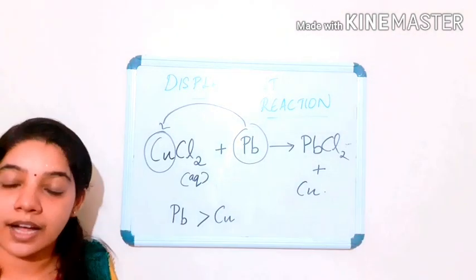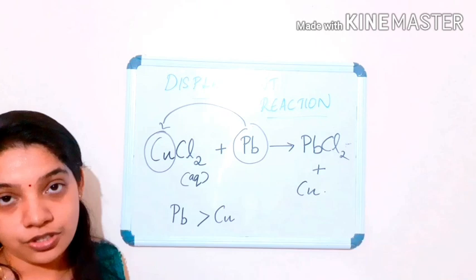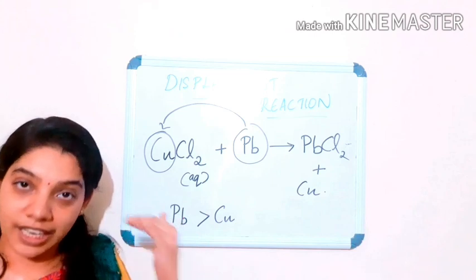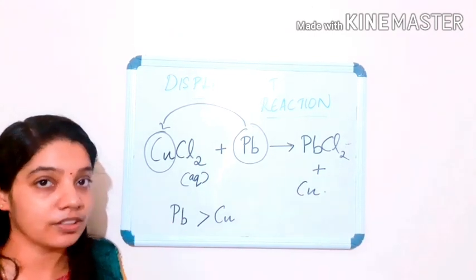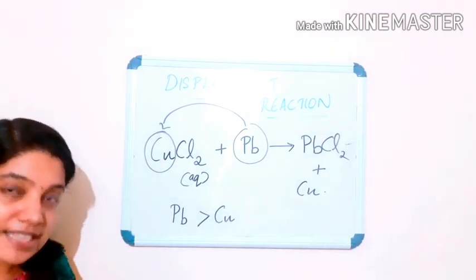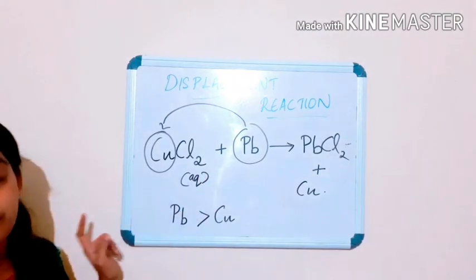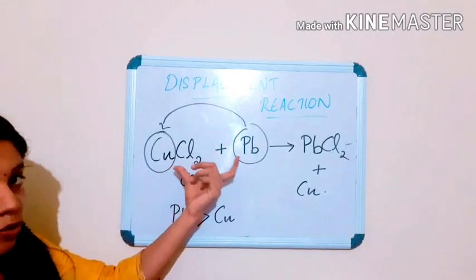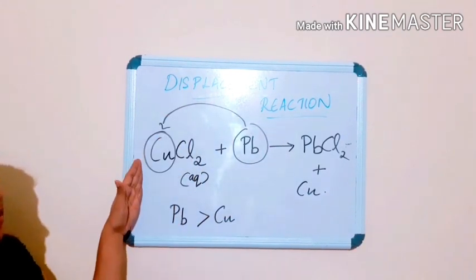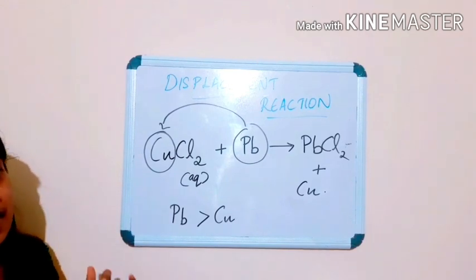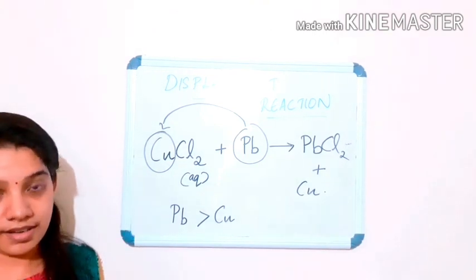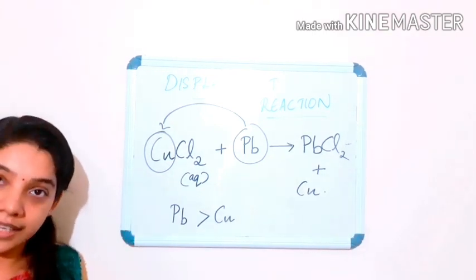The more important thing that we need to consider here is that we need to know the reactivity series of the metals: which metals are more reactive, which are medium, and which are less reactive. Depending on that, more reactive metals can displace less reactive metals from their aqueous solution. So we are comparing the reactivity of the two metals. If one is more reactive, it can displace the less reactive metal from its aqueous solution. Such a reaction we call a displacement reaction. Now we can look at your textbook.